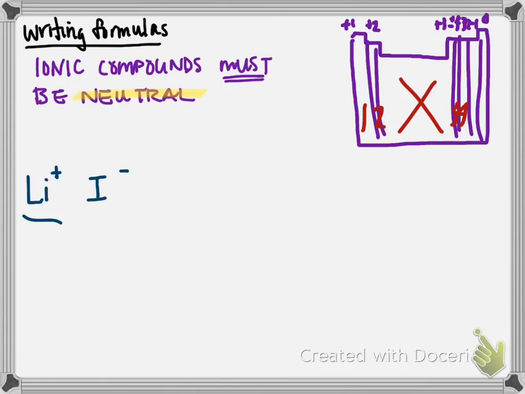So I'm going to give you a few examples here. The first one is lithium and iodine. Lithium is a plus 1. Iodine is a minus 1. So I would need one of each of those to make a neutral compound, lithium iodide.